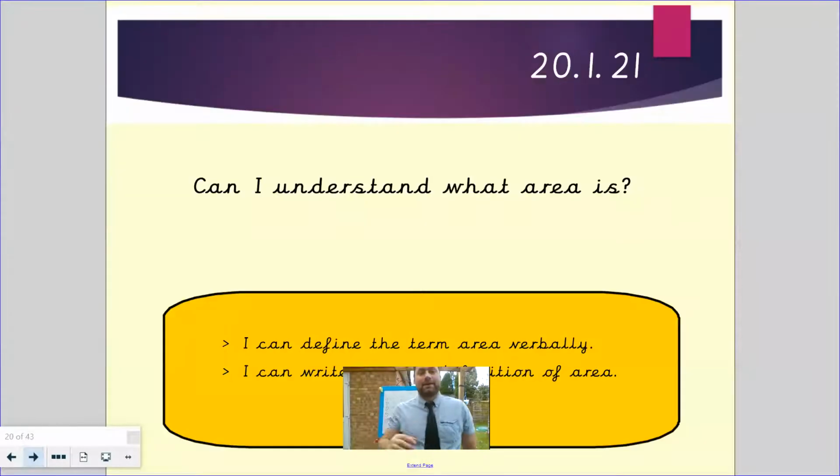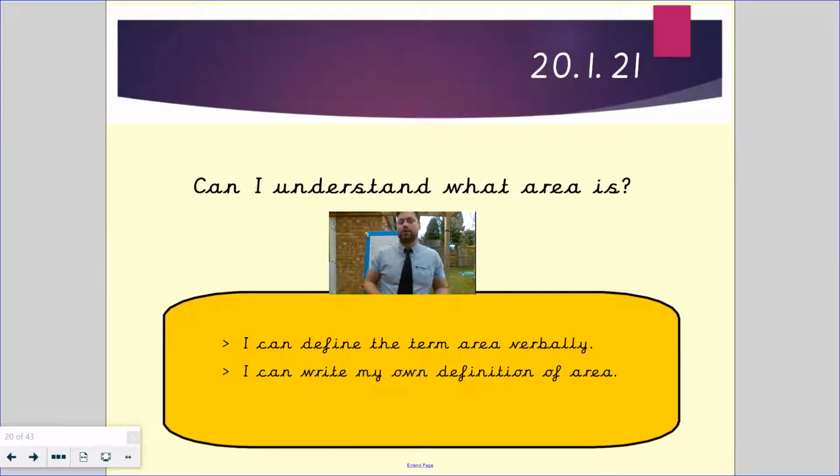Well done for doing them questions. And if you got them all correct, brilliant. If not, well done for trying, and better luck next time. Right, today we are looking at what area is, and we are going to be doing some work based around understanding the term area. So today you're going to be able to verbalize that, and maybe you can write your own definition of what area is as well.